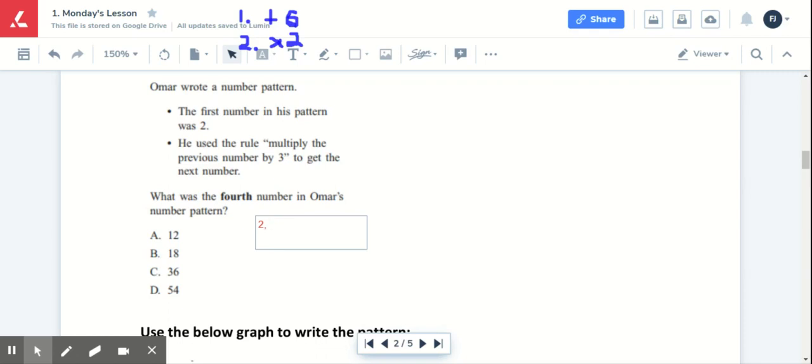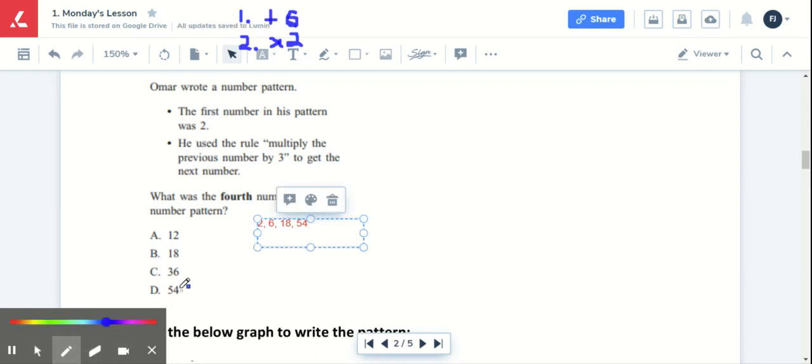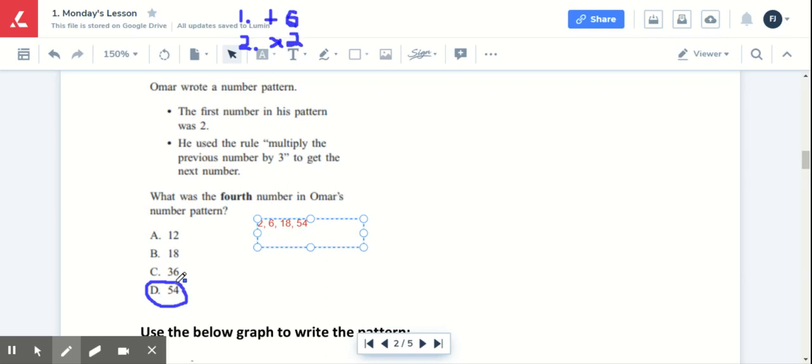We know that 2 times 3 is 6. 6 times 3 is, that's right, 18. 18 times 3 is, that's right, 54. So what's the fourth number in Omar's number pattern? Is it A, B, C, or D? That's right. Our answer is D. If we follow the rule, multiply the previous number by 3, we will get the next number. And that next number would be 54.